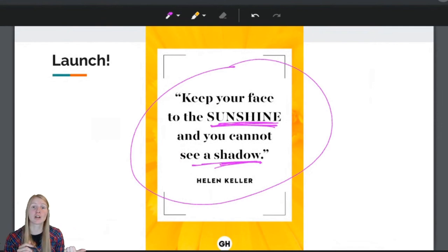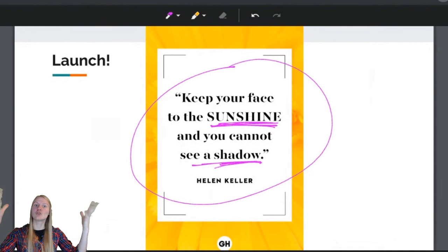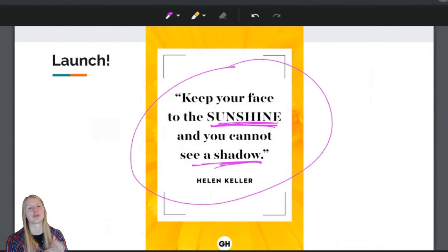Because the more you look at the shadow, the more you're going to be stressed out about the shadow. And the more you're going to be freaked out by the shadow. But if you look at the sun, the more you're going to be like, wow. The more you're going to enjoy the sun. The more you're going to enjoy the positive things in life. So focus on the positive and enjoy the positive. Don't focus on the negative. Don't worry about the negative. That is my launch for you today.